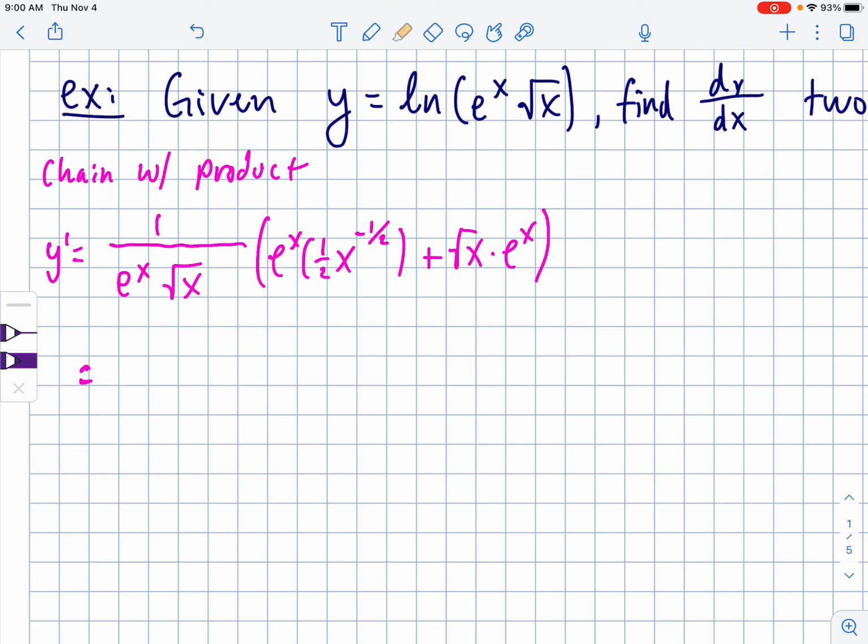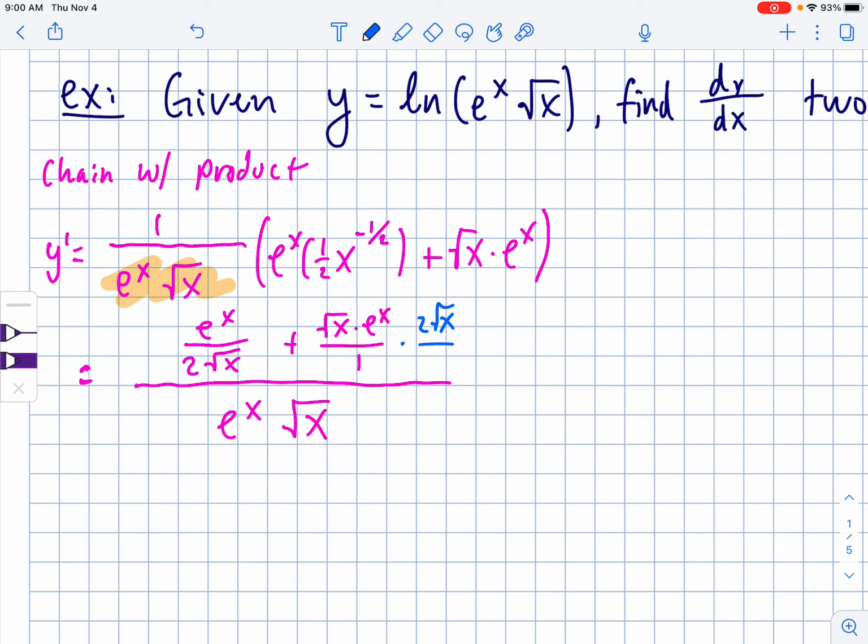So first thing I'll do is I'll make this just the big denominator of everything. And then up top, any negative exponents and stuff, I'm going to kick downstairs. So this becomes e to the x over 2 square root of x. And then I'm going to do plus square root of x e to the x all over 1. Why did I put it all over 1? Because we're going to need to do common denominator to smash all these fractions together. So this is going to have to get hit with a 2 root x over a 2 root x.